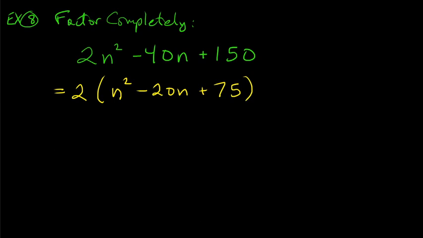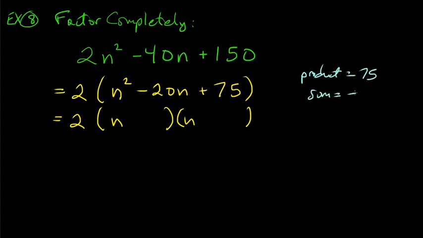Okay. Well, the next step is to see if we can factor this trinomial. Again, 3 terms, trinomial. And since a is 1, let's just use the shortcut. Can we find 2 numbers whose product is 75? And when we add them, the sum should be negative 20. Well, 75 is negative 1 times negative 75, but that adds to negative 76, not negative 20.